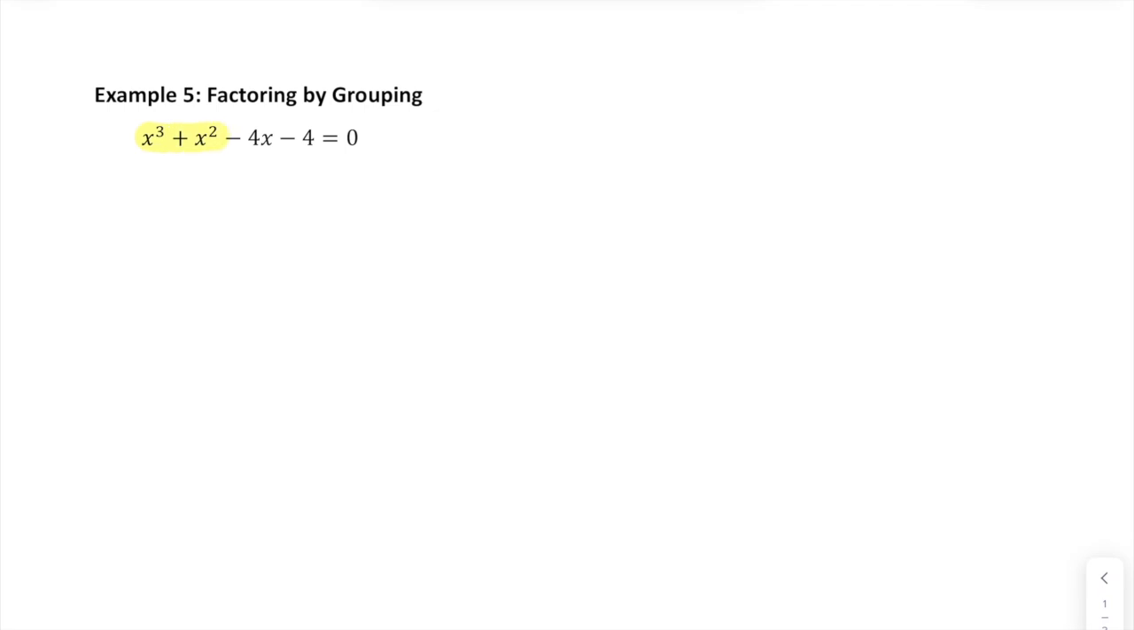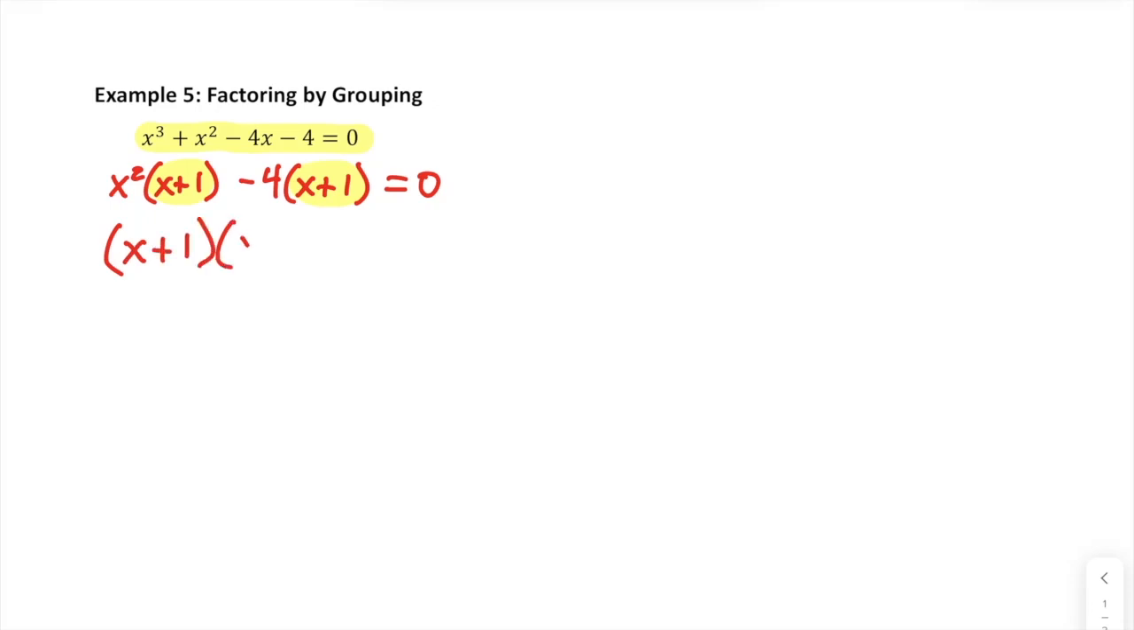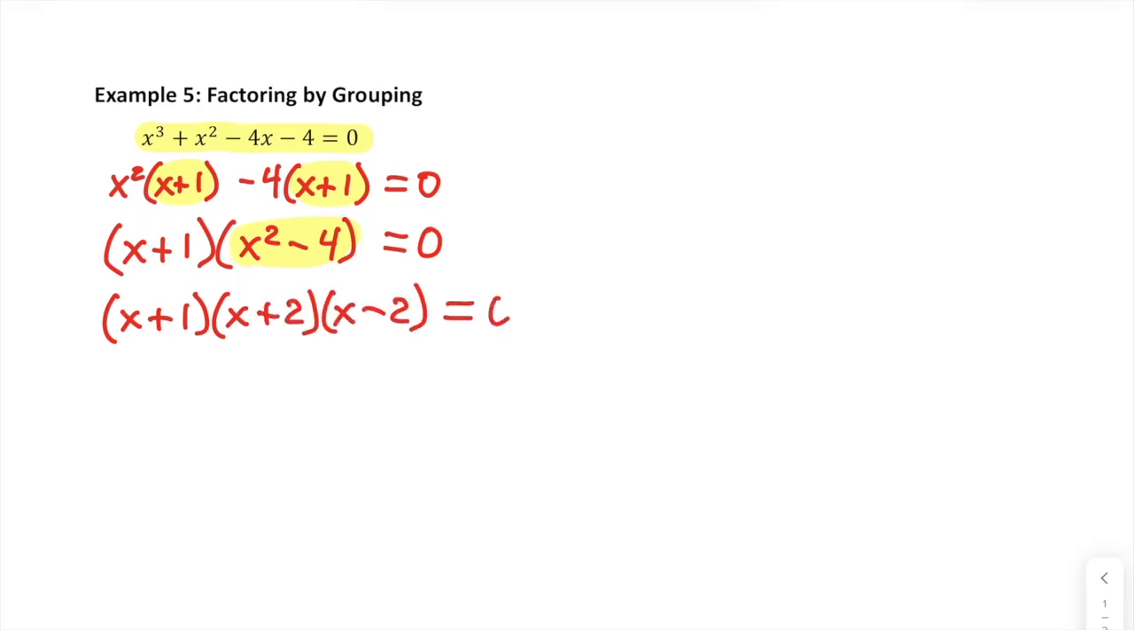Now let's solve x cubed plus x squared minus 4x minus 4 equals 0. As always, we're going to factor that fool. Notice that we can take an x squared out of the first two terms and a negative 4 out of the last two terms. Once we've done that, we now have two things that both contain an x plus 1. If we take that x plus 1 out, we have x plus 1 times x squared minus 4 equals 0. The x squared minus 4 is a difference of squares, which factors out to x plus 2 times x minus 2, giving us x plus 1 times x plus 2 times x minus 2 equals 0. Setting each factor equal to 0 and solving for x, we get x equals negative 1, negative 2, or 2.